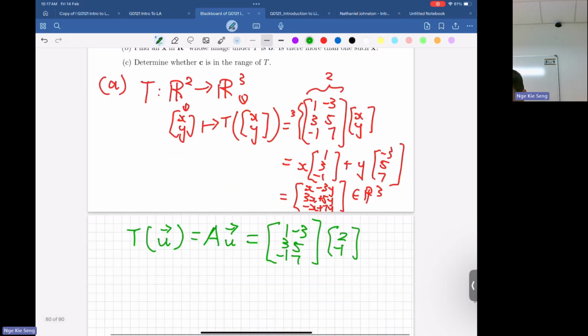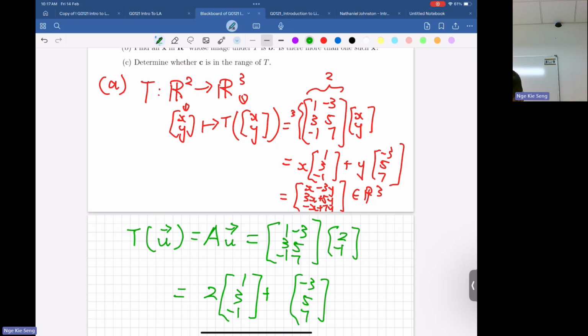So this is a matrix vector product. You need to recognize this as a matrix vector product. How do you do it? You split your matrix into columns, then multiply by the coefficients using the vectors, and then you add them up. What's the answer you get? 5, 1, minus 9. Did everyone get this? 5, 1, minus 9. Okay, good.